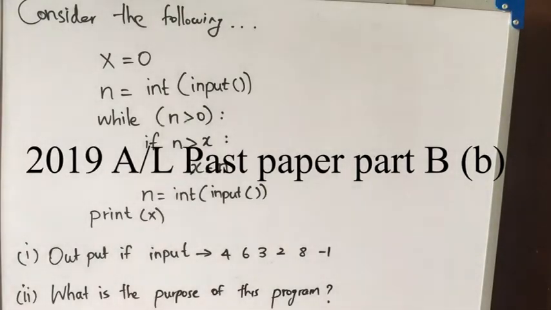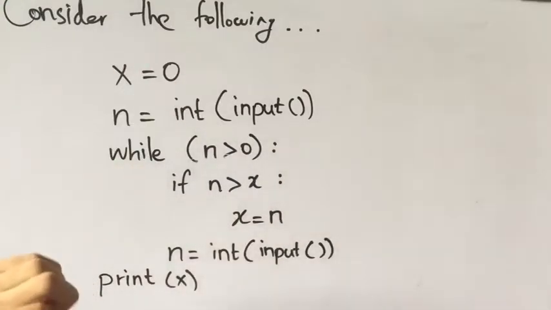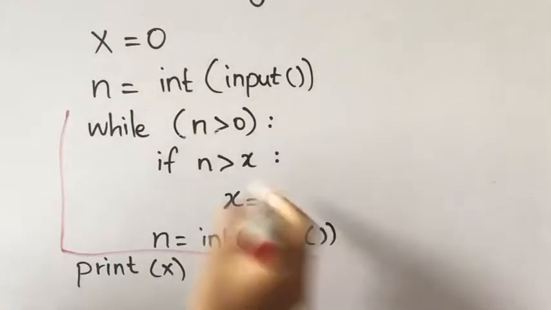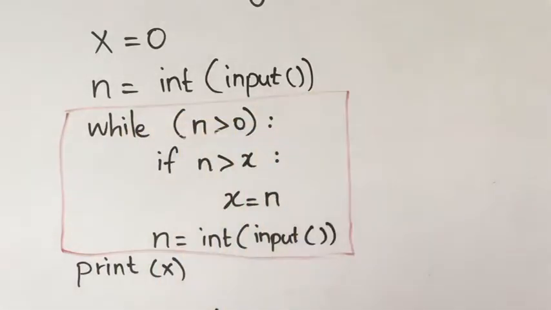So this is a part 2 question. x is equal to 0. I'm getting the input here. If you analyze this code, you can notice a while loop is there. This is a while block, and then we also have an if block.